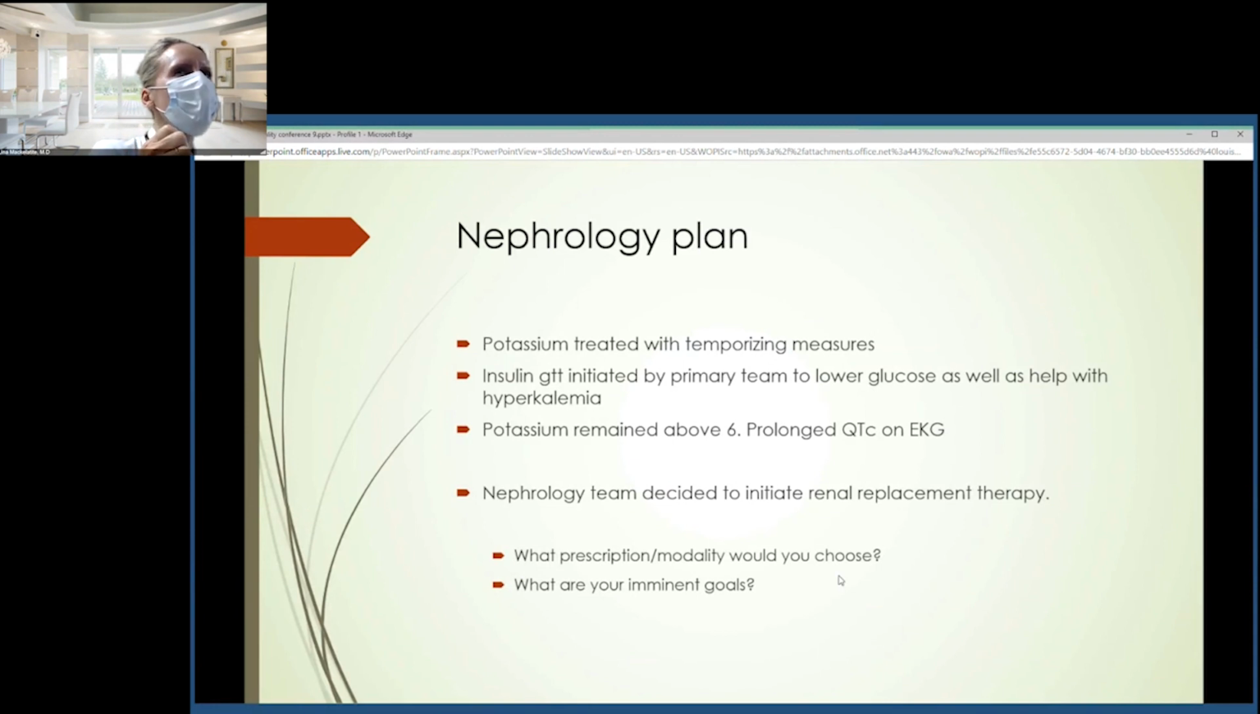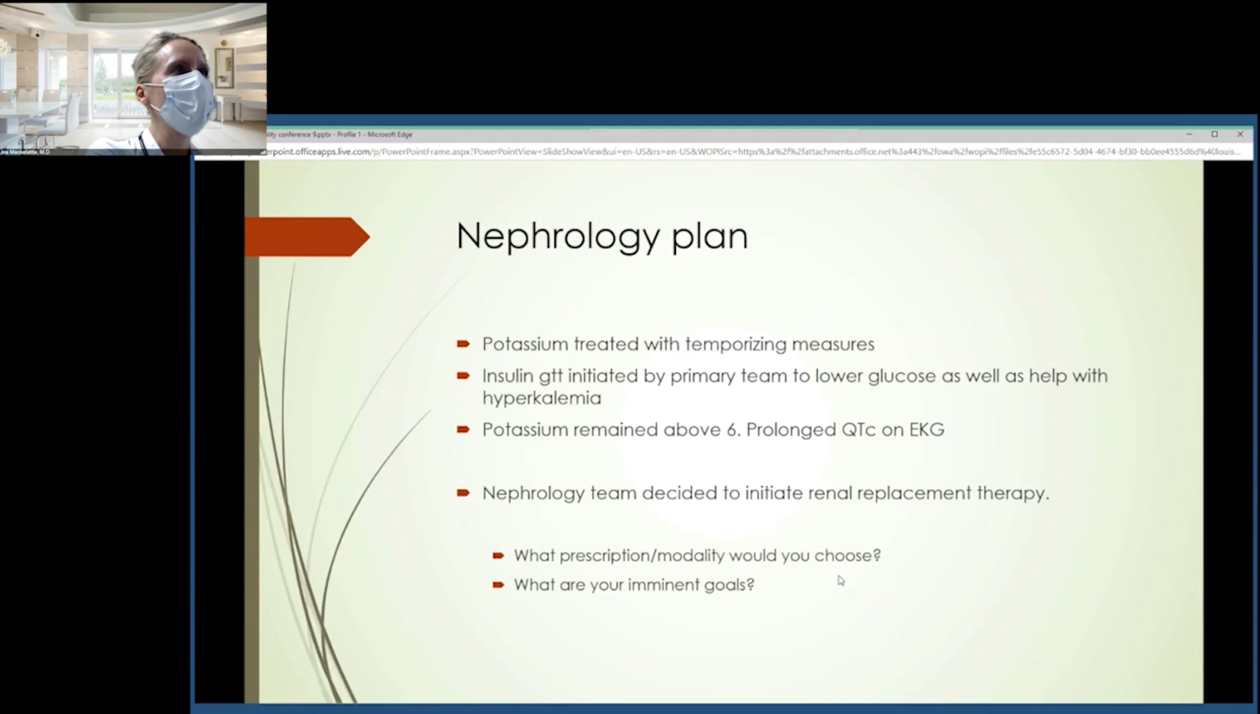And what determines the efficiency of CRT? Like, if you're not getting enough clearance, what will you change in the prescription? Would you go up on the blood flow rate? Would you go up on the replacement fluid, dialysate?